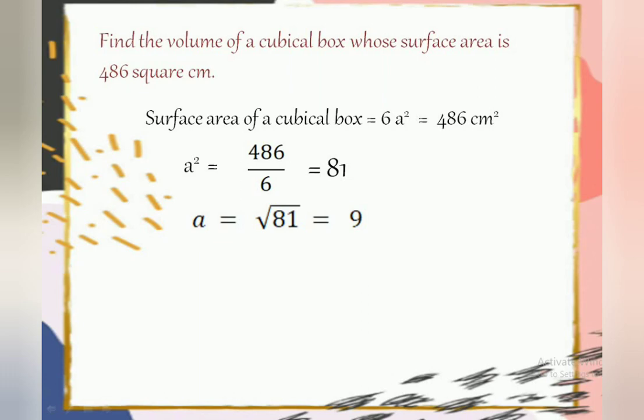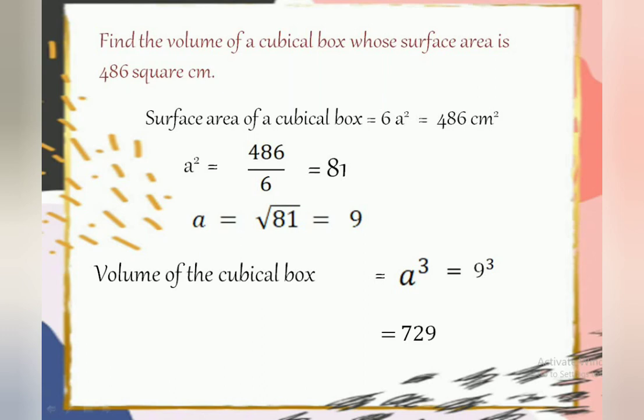How can we find the volume? Yes, the volume of the cubical box equals side into side into side, or a cube. It is 9 cube, and 9 cube is 729. Yes, cubic centimeter. We need to write the unit for every problem. So, thank you dear students.